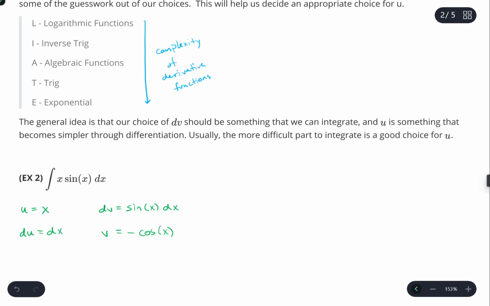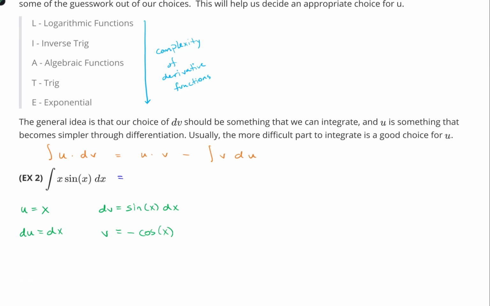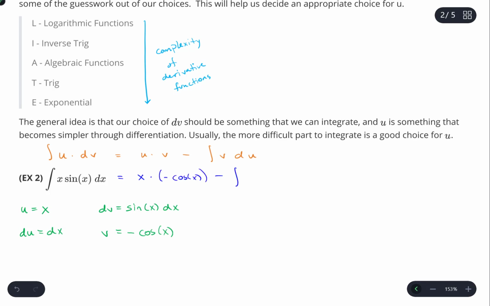Okay, so the rule here is, of course, the integral of u dv is going to be u times v minus the integral of v du. So let's see what happens when we take what we've learned here and plug in. So u times v, this would be x times negative cosine x minus the integral of v, so negative cosine x again, du, and du is just dx in this case.